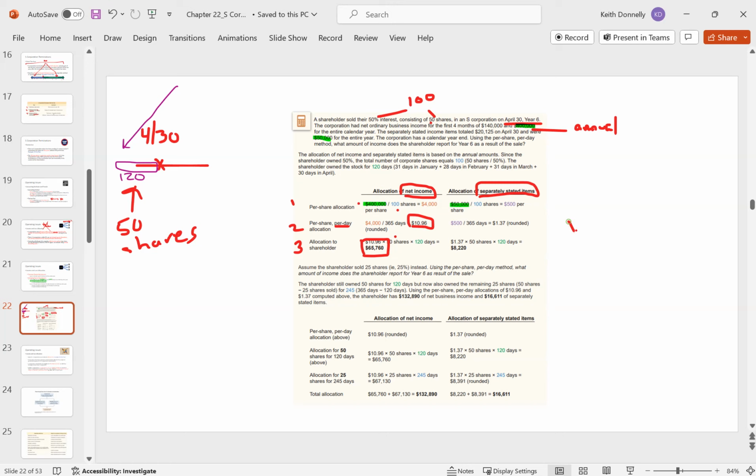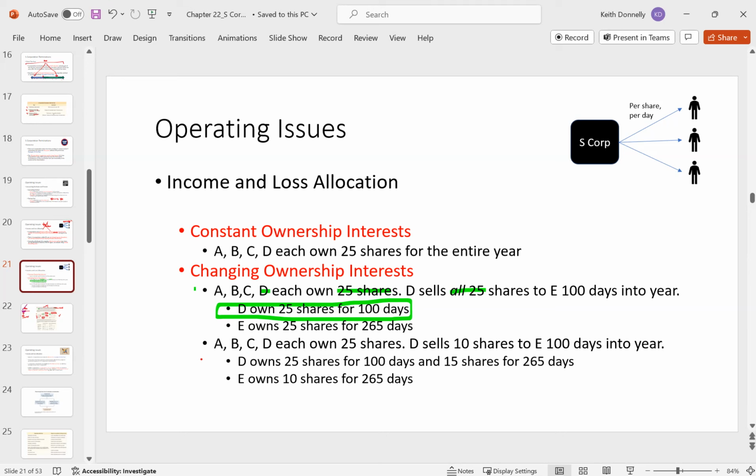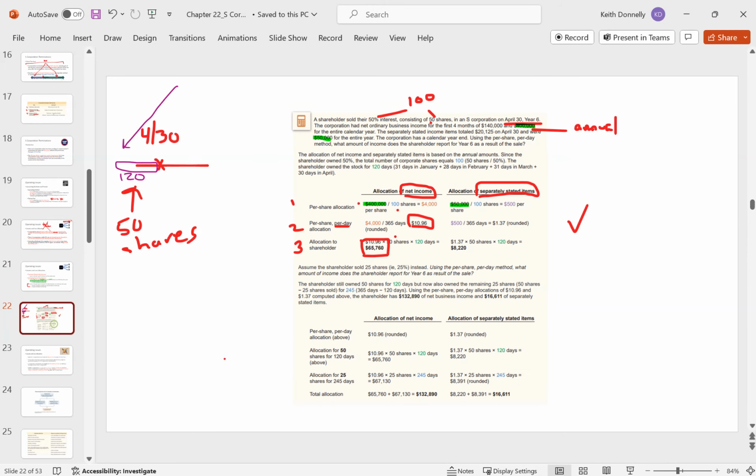Same process here for the separately stated items. I would be more focused on this guy right here. Do know this math. This is important. Don't get as concerned with this kind of scenario down here. It gets a little bit more wonky. There's just a little bit of math involved, like 120 versus the 245 remaining days of the year for the remaining interest. If this were tested on the exam, it would more likely be, hey, some guy owns it, he sells his entire interest.